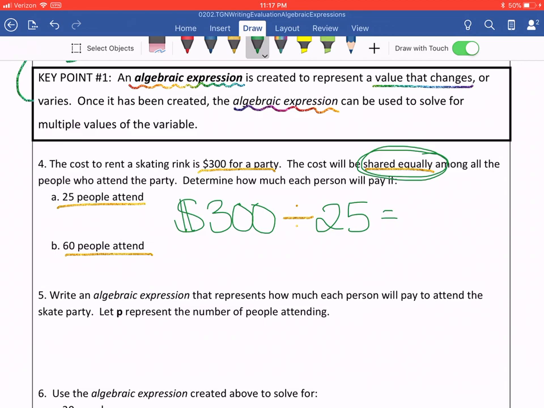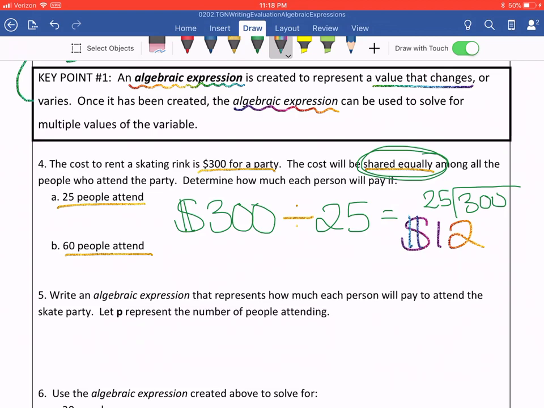If you don't know 300 divided by 25 just off the top of your head, you can go ahead and set yourself up some long division over here and solve that problem out. I'm going to give you a minute to do that. Hopefully, when you took 300 and you divided it by 25, you ended up with $12 for each person to pay.